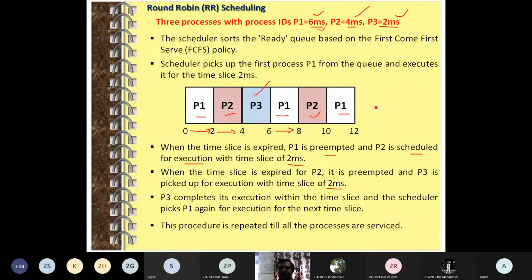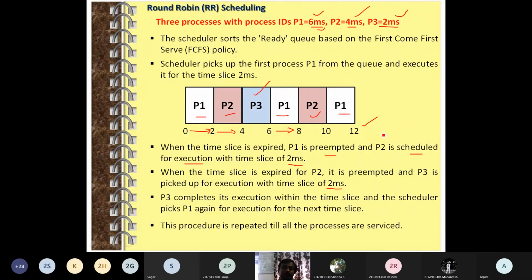The pending processes which are preempted are kept in the queue once again in order. This is the technique we observe in round robin scheduling. To complete the total, it is going to require 12 milliseconds: 6 milliseconds for P1, 4 for P2, and 2 milliseconds for P3. So overall, the 3 processes complete by 12 milliseconds.